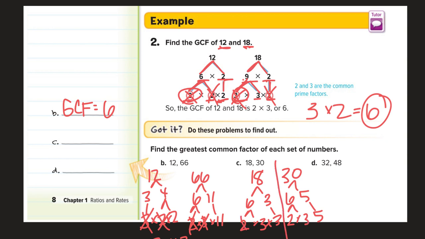What do they share? They both share 2. Write down a 2. They both share 3. Write down a 3. Oh, look at that. Our GCF for letter C is also 6, because we've got a 3 and a 5 left over, they don't share those. So I'm going to stop there. You guys can try, pause the video, do D on your own, and see what you get for that one.